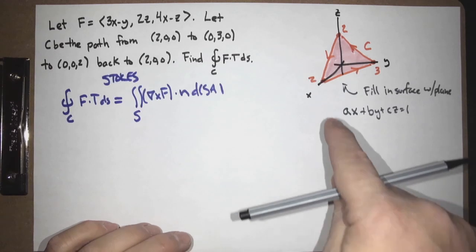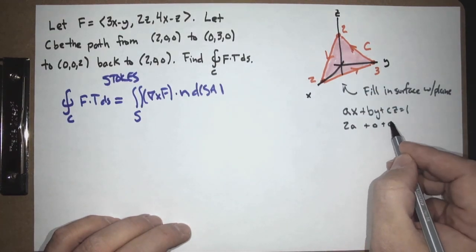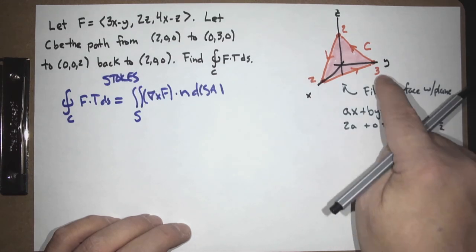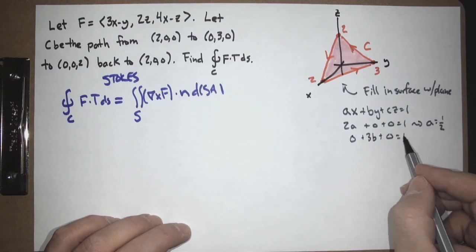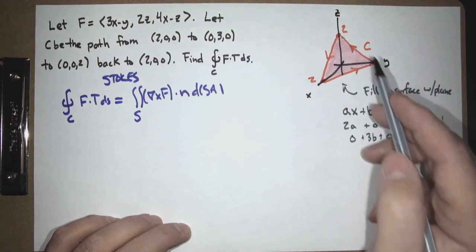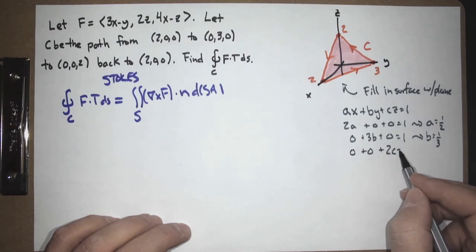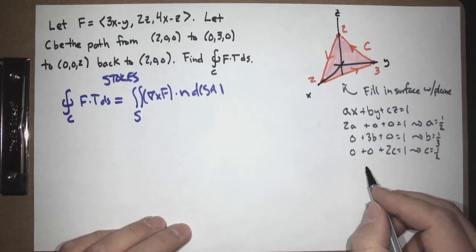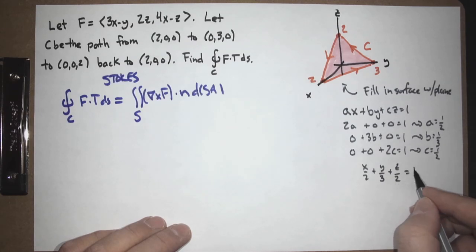Plug points in. This point, that's x equals 2, y and z equals 0. So 2a plus 0 equals 1. So what is a? Half. Plug that point in. x equals 0, y equals 3, z equals 0: 3b equals 1, b equals 1/3. Plug in that point. x and y are 0, and z is 2. That gets us the value of c. c is a half. So you end up with x over 2 plus y over 3 plus z over 2 equals 1.